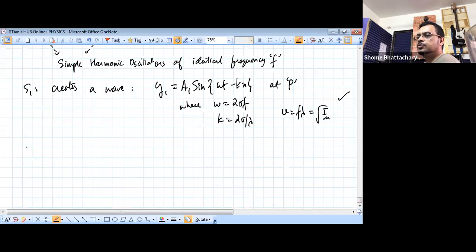But similarly, suppose S2 creates a wave which is y2 equal to a2 sine omega t minus kx. Because it has the same frequency and is passing through the same medium, it will have the same wave speed. So obviously k will also be the same, but there might be a phase difference involved.